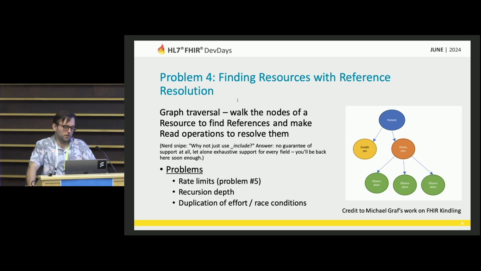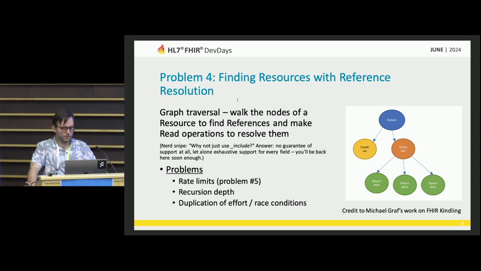So this is pretty straightforward graph traversal. We're going to walk the nodes of all of the resources, find the references, make read operations. But we also need to keep track of which read operations for which resources we have made. And if we're doing individual searches, those searches may actually be returning to us the resources that we're attempting to resolve. So for example, encounter and provider or something like this.